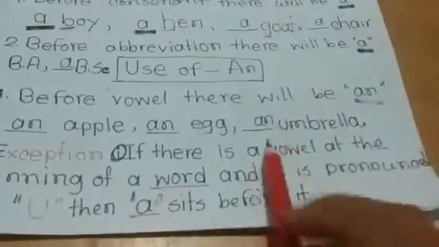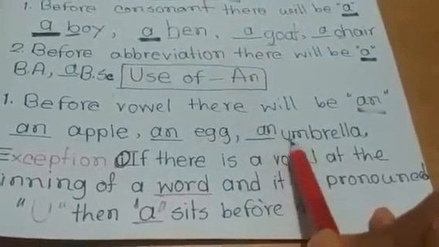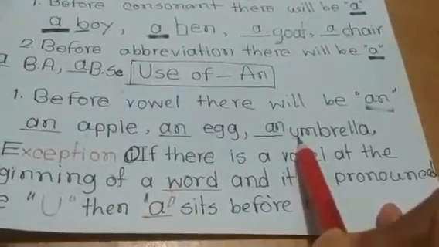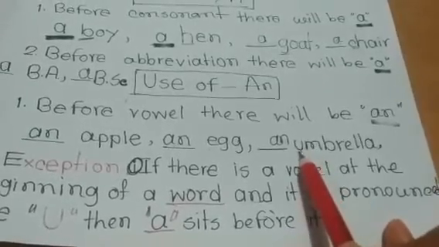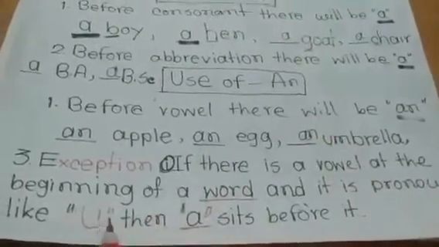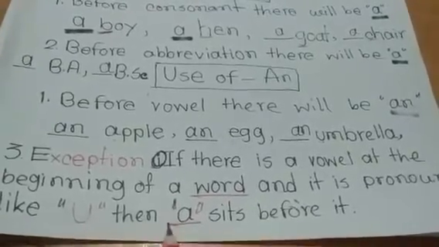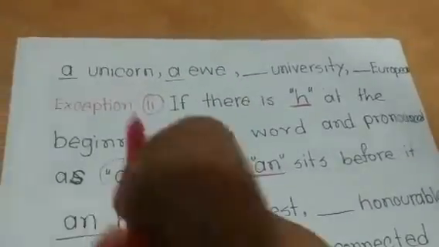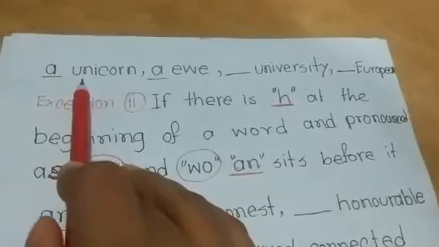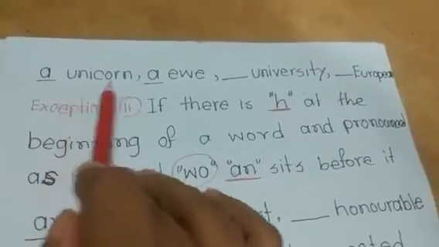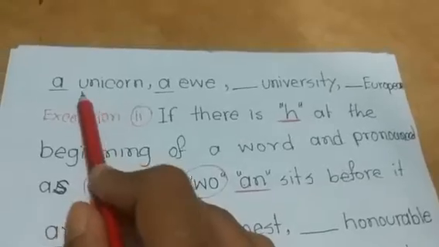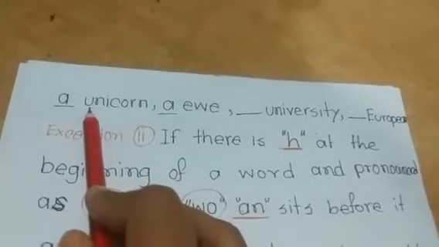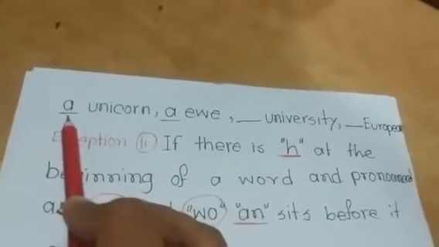Here we used an. Here the first letter is U, but that is not pronounced as U. It's pronounced as umbrella, an. But if the pronunciation is like U, then we will use a. Let's see the examples. Okay, here is the word unicorn. It's pronounced as unicorn. Then the first letter is U, but we pronounce it as U, so there will be a.